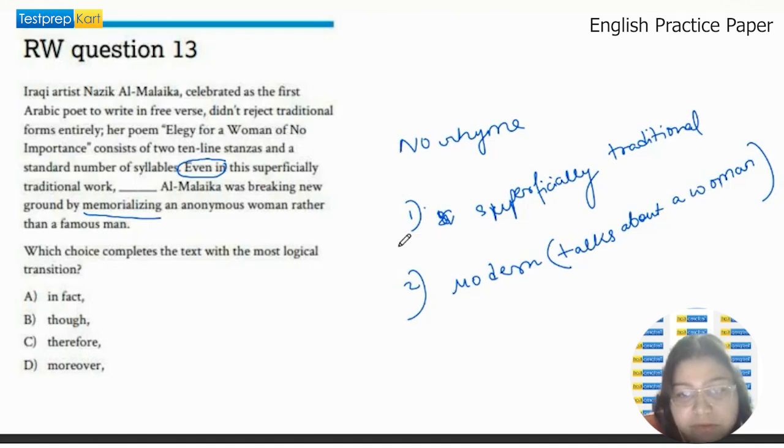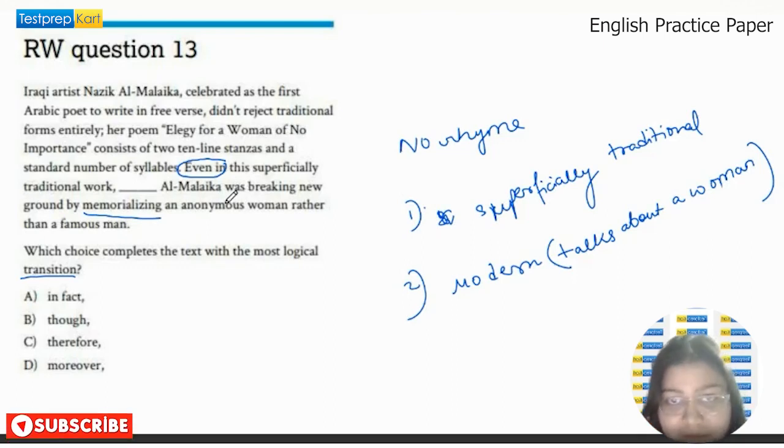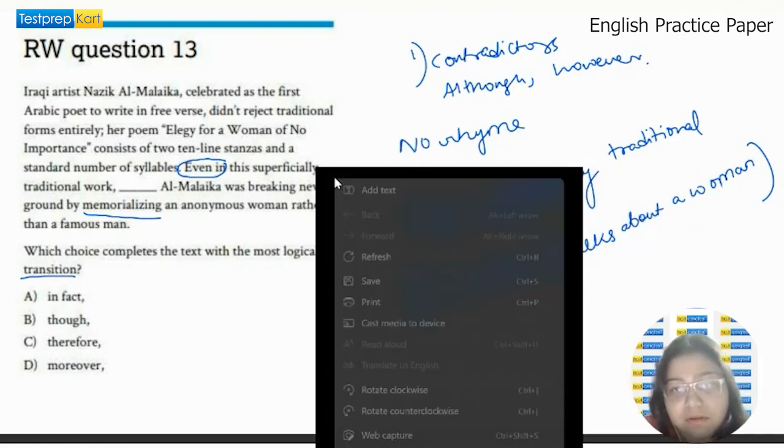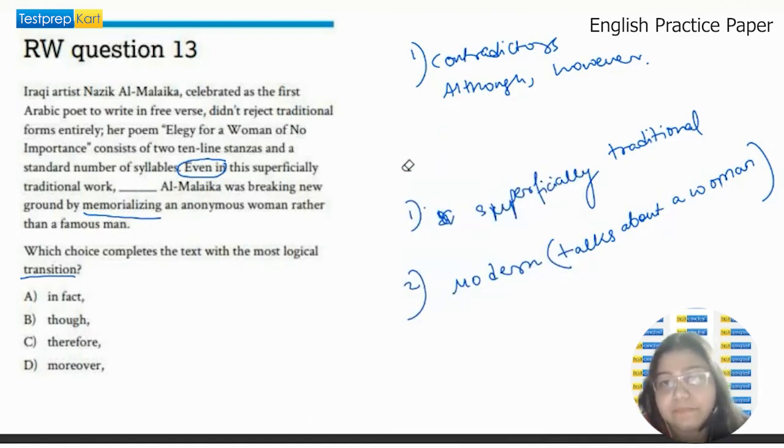So when it comes to contradictions, and this is a transition question, when we identify a contradiction in the sentences, we choose contradictors. There are three types of transitions. One is contradictors, such as although, however, etc. Then you have continuous. Continuous are ones that agree, for example, indeed, or in fact.